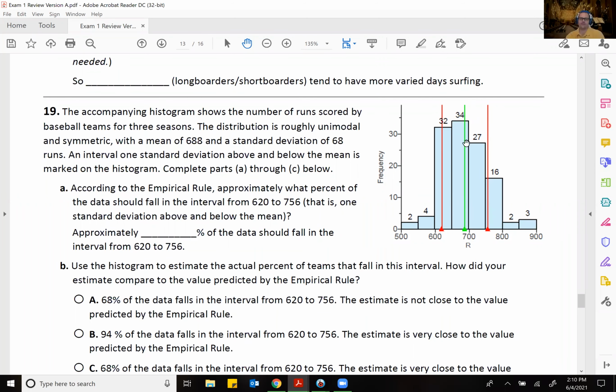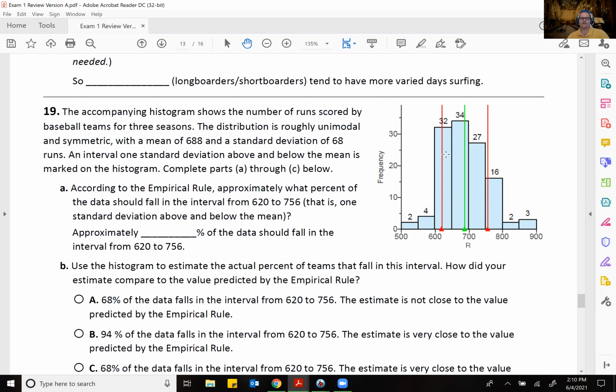Here's what you need to think about. Let's just say we take these 3 bars, since I'm not really going to count the 16 because there's a small sliver there. So let's take these 3 bars. If I add these 3 numbers up, that's 93. Correct. If I take the total, 2 plus 4 plus all these numbers on top, there's 120.